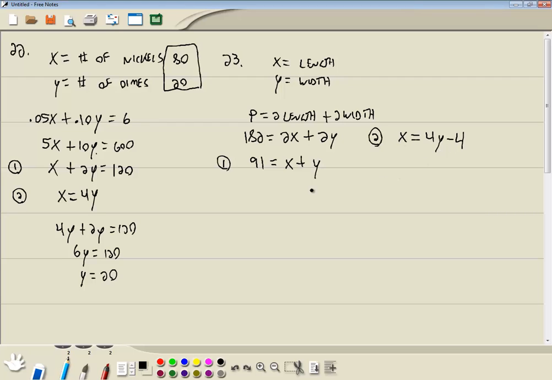Well, let's take our second equation and plug it into our first one. So where the x is here, we're going to replace it with 4y minus 4. So we've got 91 is equal to 4y minus 4 plus y. 4y plus y is 5y. Take negative 4 over. We got 91 plus 4 equals 5y, which gives us 95 is equal to 5y. Divide both sides by 5, and we get y is equal to 19.